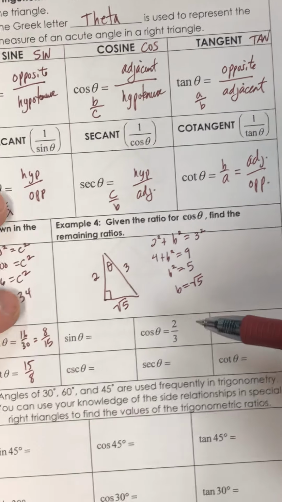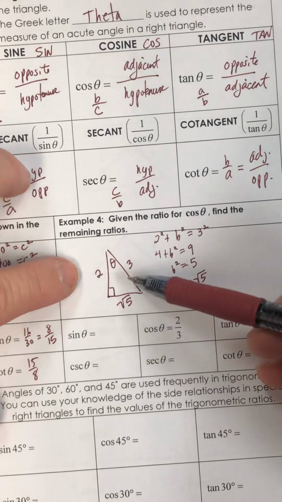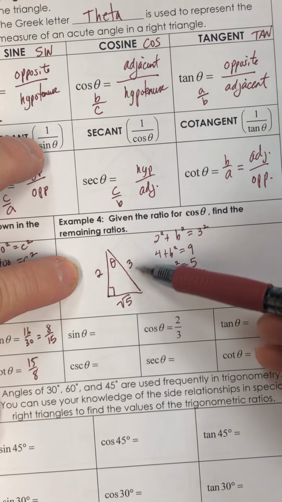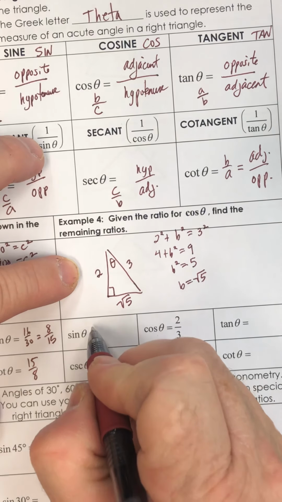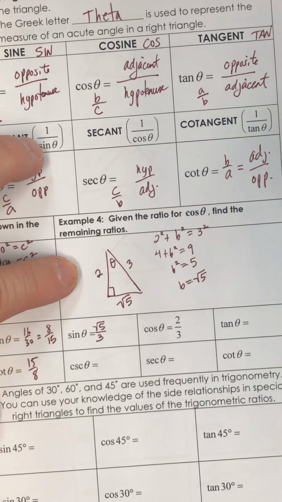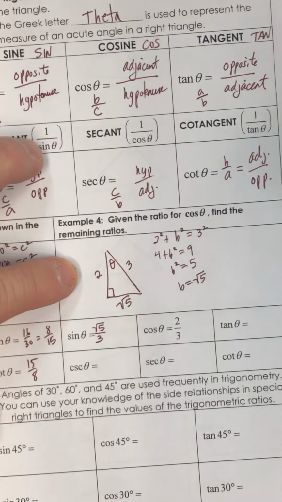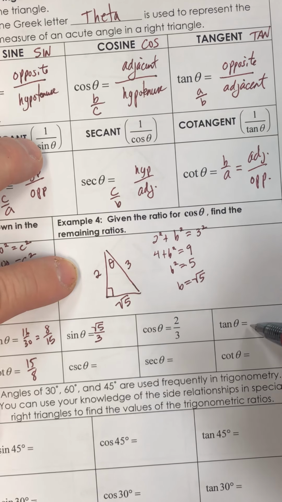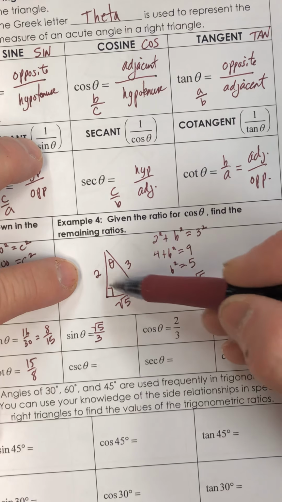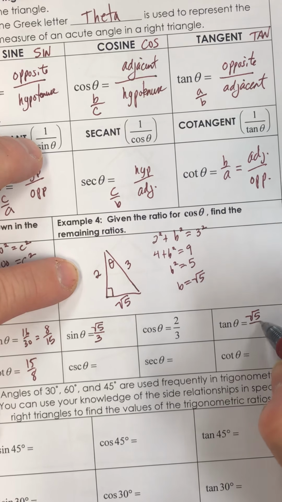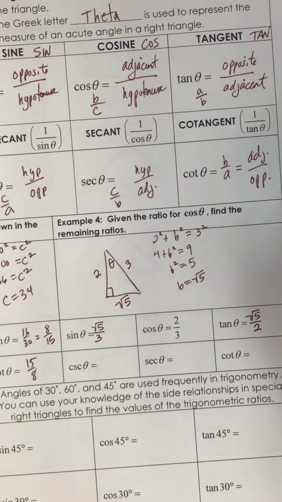Now I can fill in my ratios here. Starting at this angle, sine is opposite over hypotenuse, so that's the square root of 5 over 3. We don't have to reduce that because they don't reduce. Cosine we already have. Tangent is opposite over adjacent, so that's square root of 5 over 2.